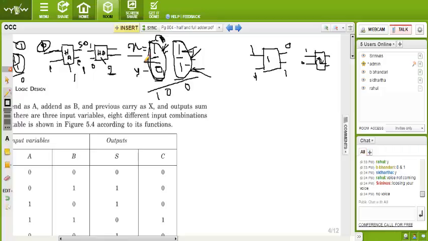Siddharth, can you hear me? Srinivas, can you hear me now? Now we can hear. Okay. Sometimes the network is a problem.